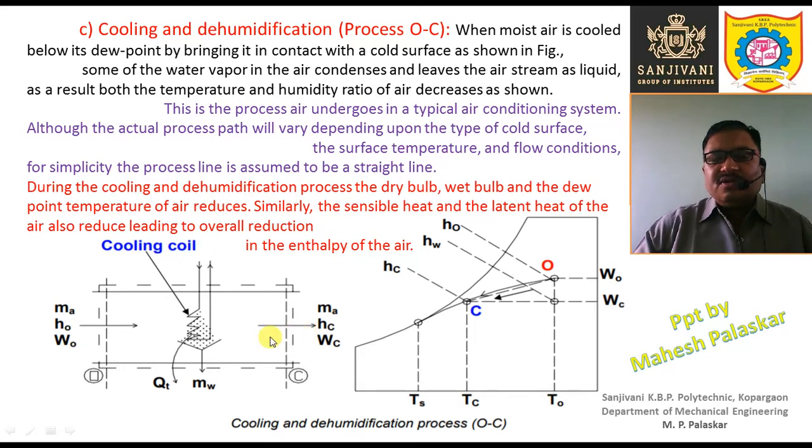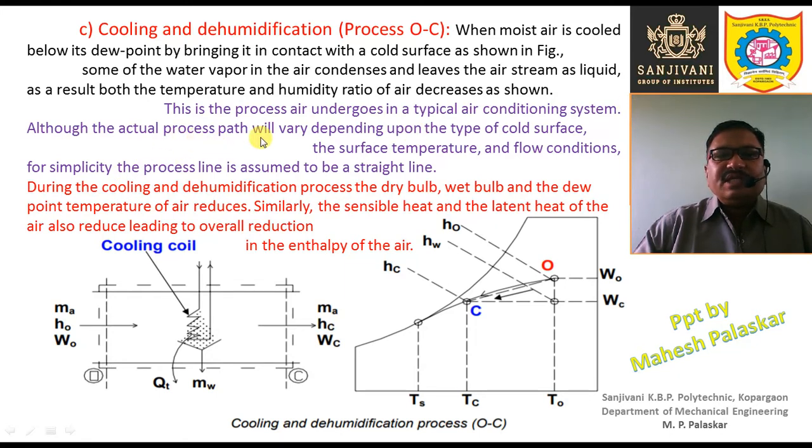Due to that, the dry bulb temperature will be reduced, and the humidity is also reduced because the cooling is below dew point temperature. Some of the water vapor in the air condenses and leaves the air stream as liquid. As a result, both the temperature and humidity ratio of the air decrease as shown. This is the process air undergoes in a typical air conditioning system.